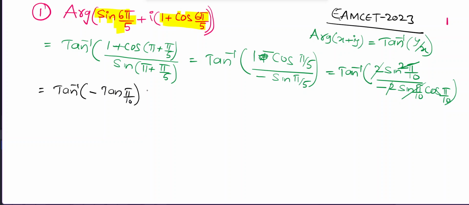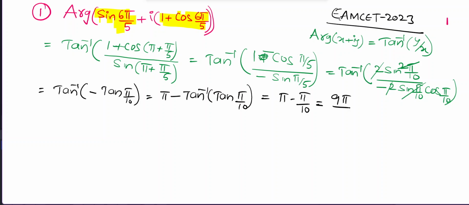Tan inverse of minus tan π/10 is equal to π minus tan inverse of tan π/10. Here tan inverse and tan cancel, so that is equal to π − π/10, which is equal to 9π/10. This is the required answer.